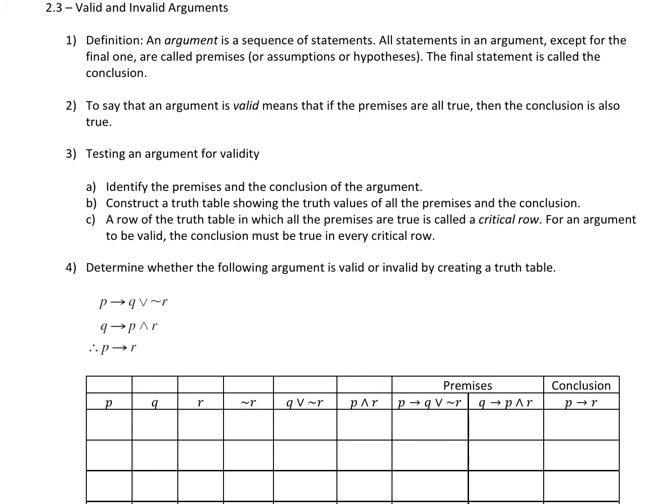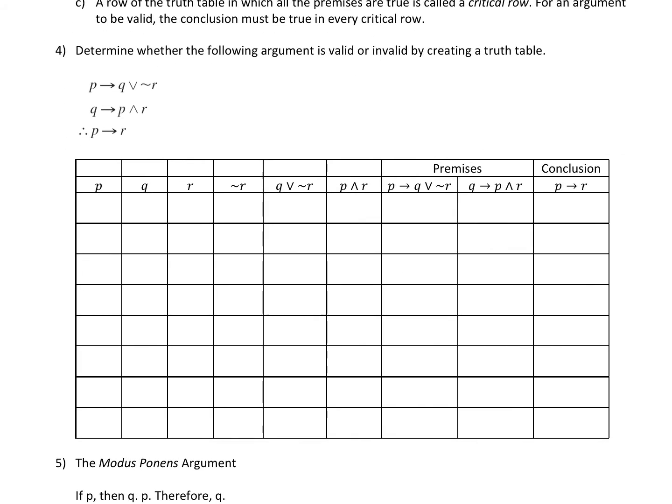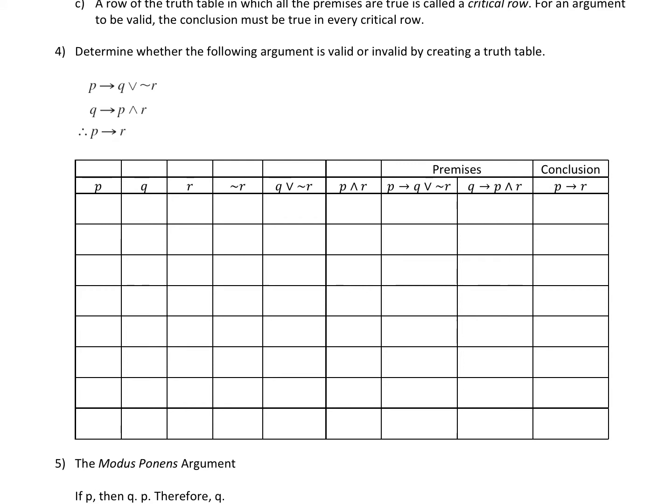So let's practice one. Here is an argument, and we are going to determine whether it is valid or invalid by looking at this truth table. So P implies Q or not R. Remember, the implication comes last. The order of operations here says you would do the not R, then the or, then the implication. Okay, so P implies Q or not R. So that's one of my premises.